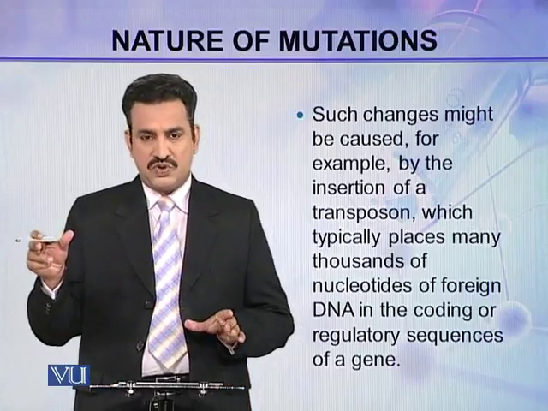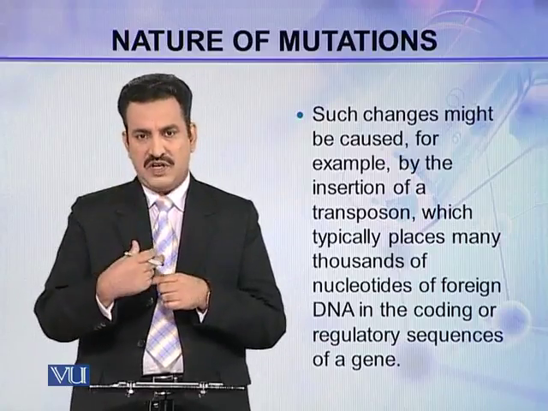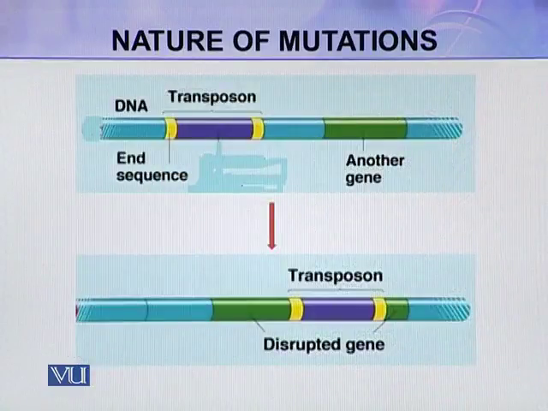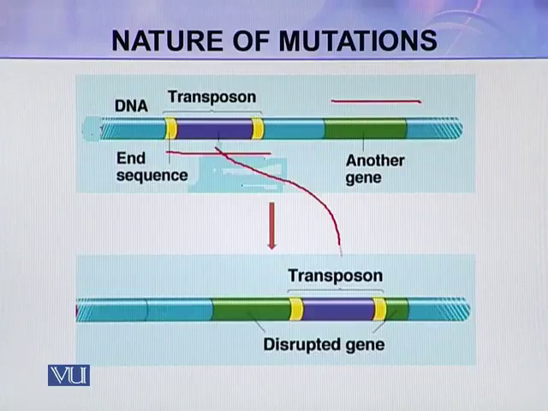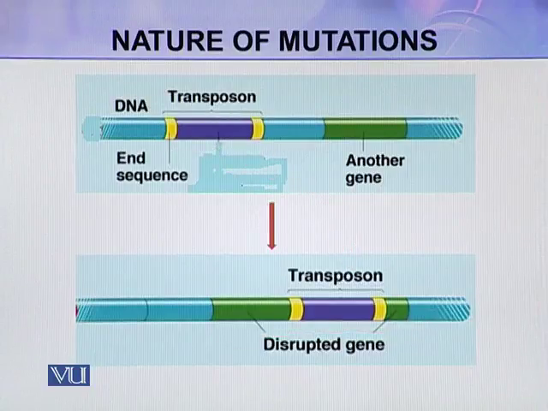So this transposon may be inserted in the normal sequence of a gene, so it will disrupt that gene. For example, here you can see this is a transposon and this is a full gene. This transposon can be inserted in the middle of this gene, this green portion, and by the insertion of this transposon, the whole gene will be disrupted and will become non-functional. So this is called a mutation.